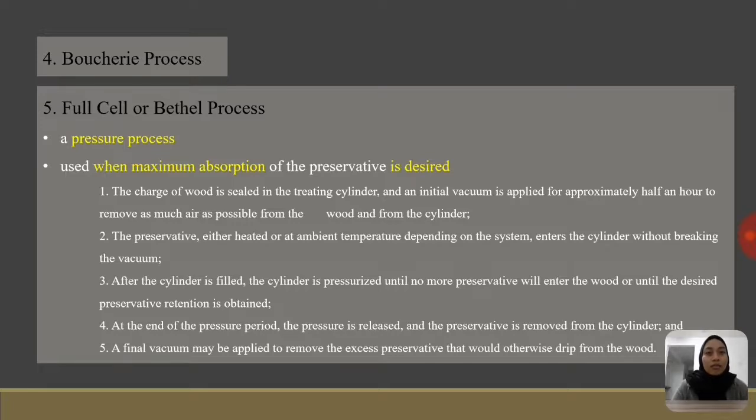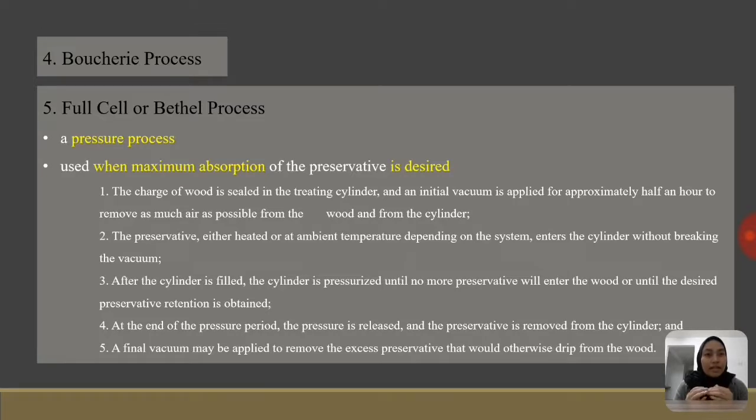Next is the Boucherie process, and the fifth process is the full cell or Bethell process. It is a pressure process used when maximum absorption of the preservative is desired. First, the charge of wood is sealed in the treating cylinder, and an initial vacuum is applied for approximately half an hour to remove as much air as possible from the wood and from the cylinder.